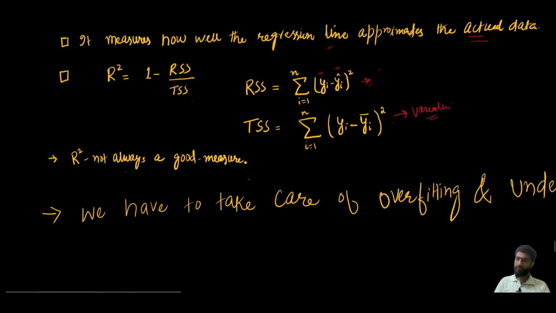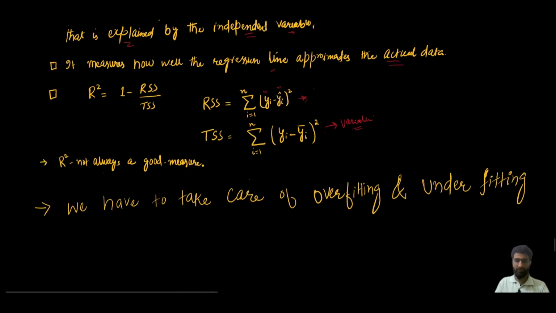R square is not always a good measure, but this gives some idea. There are cases where we have a very good value of R square close to 1. In the case of a regression line, you will get your values of R square between 0 and 1. Closer to 1 means the model is fitted better, close to 0 means the model is performing poorly. But sometimes we get a very good value of R square, but still our model is not a better model.